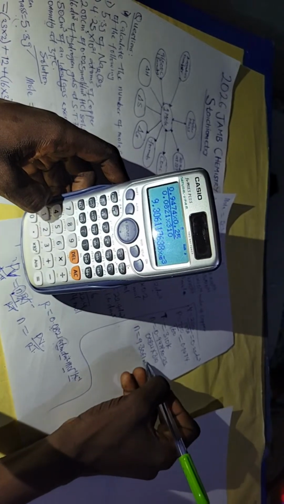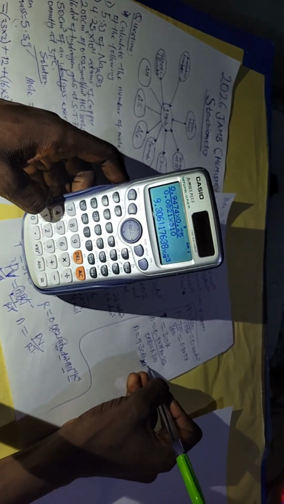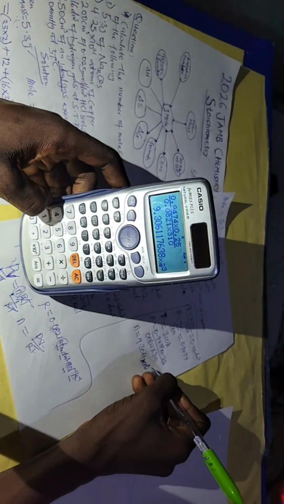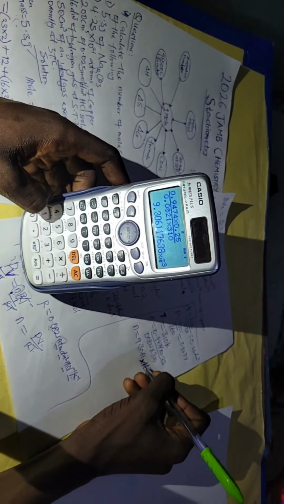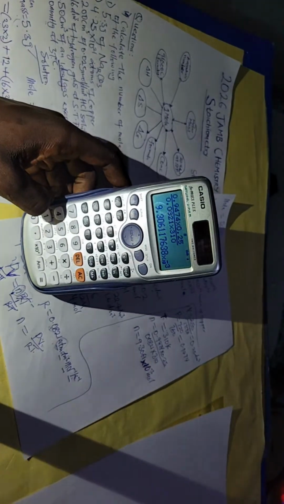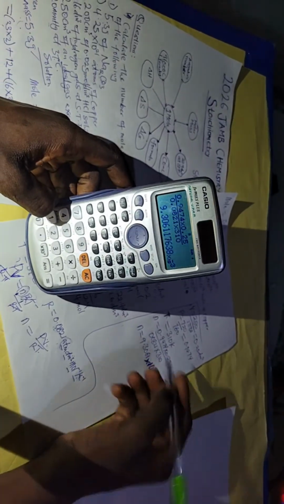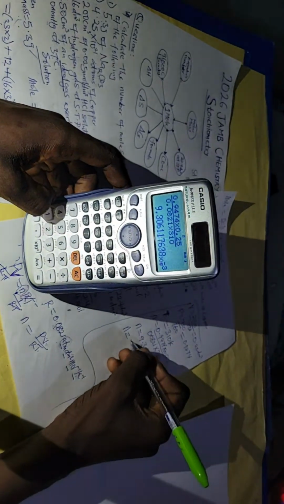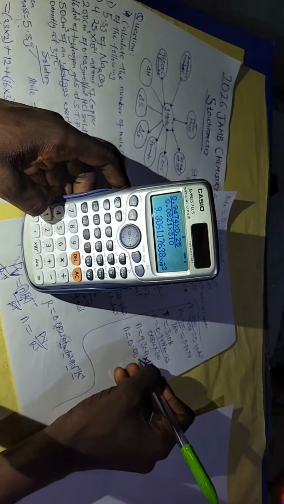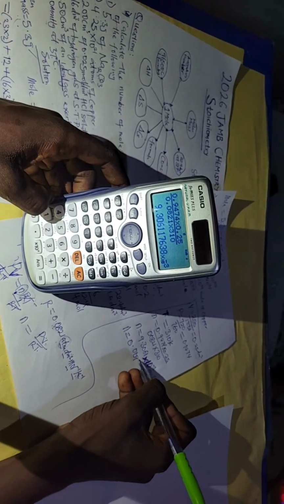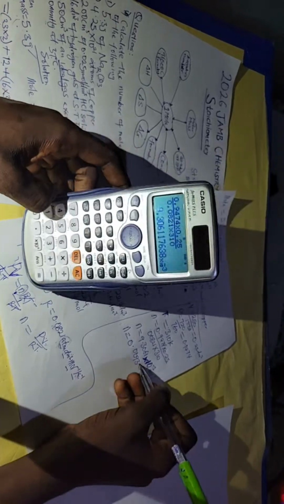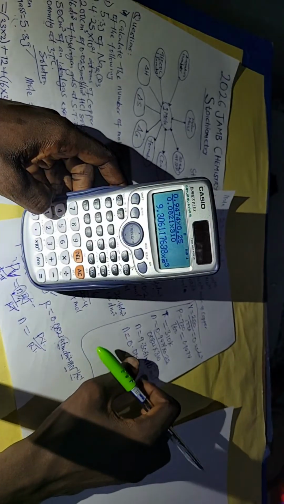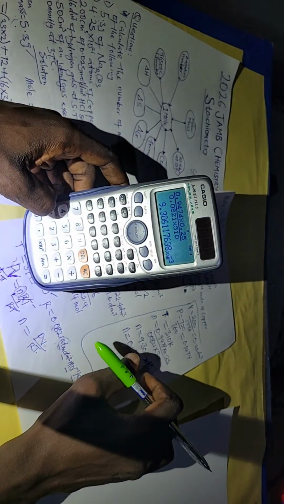Sorry, it's times 10 to the power of minus 3 mole. Another way you can write it, if you want to convert it to decimal, n equals 0.0093 mole. So that is our final answer.